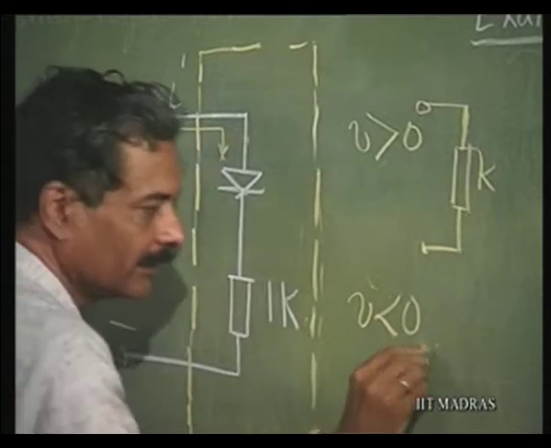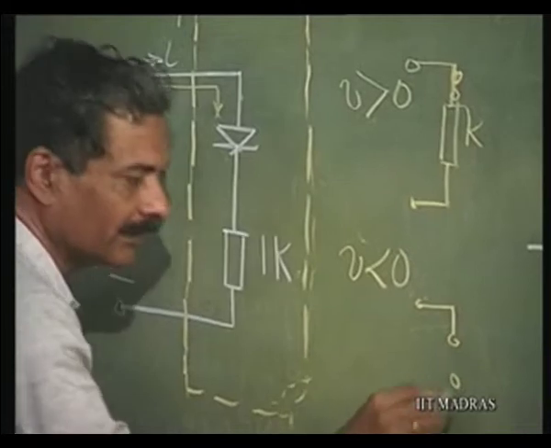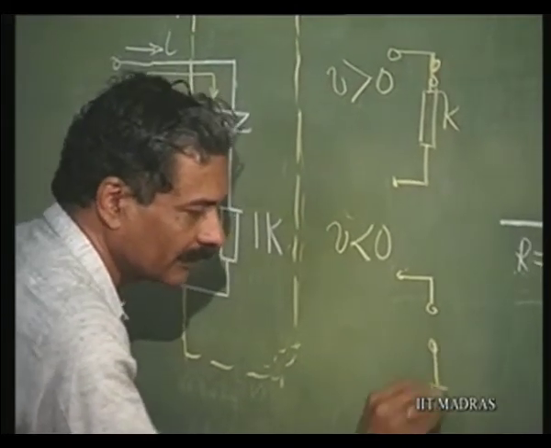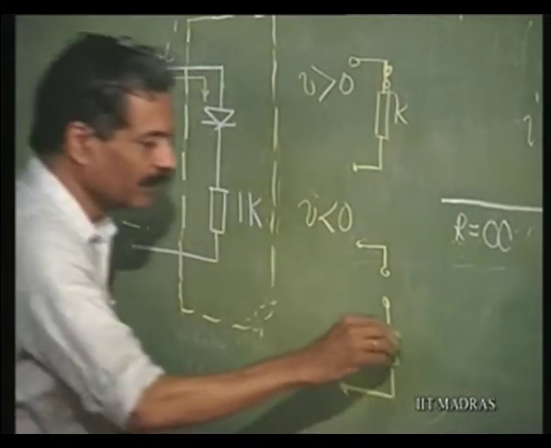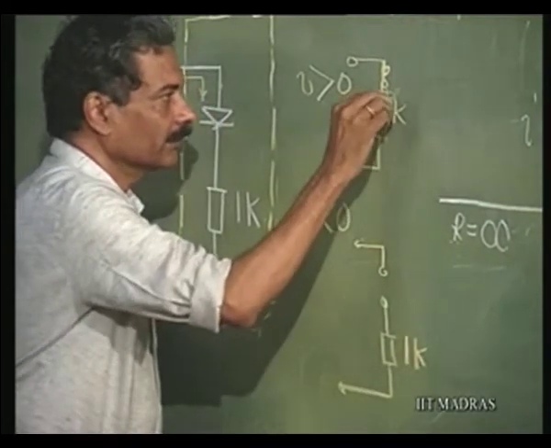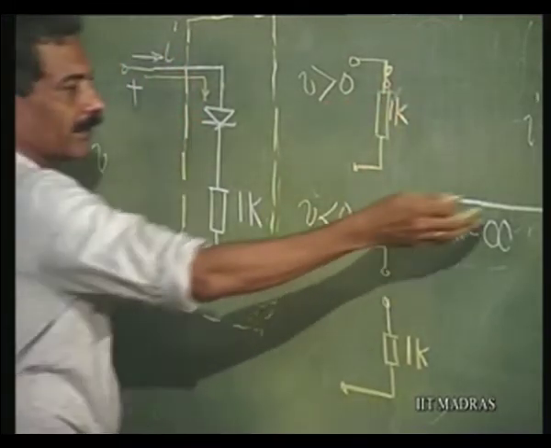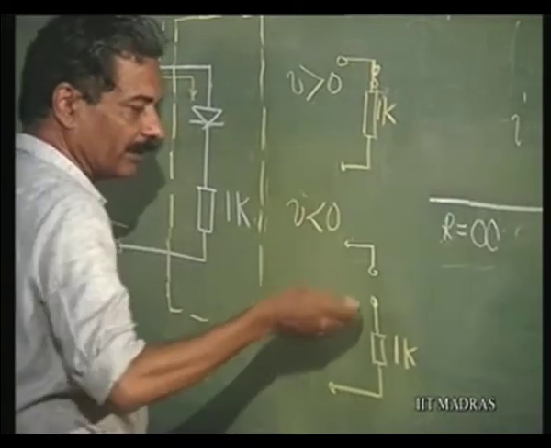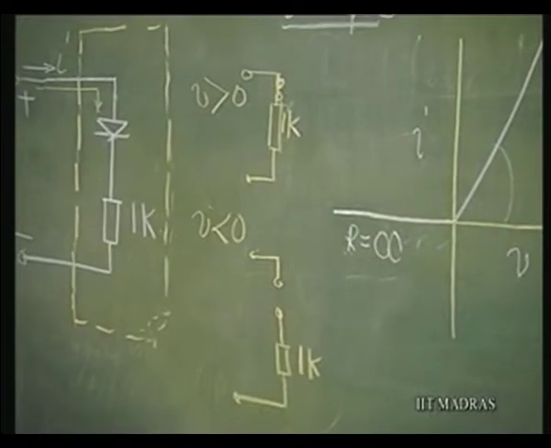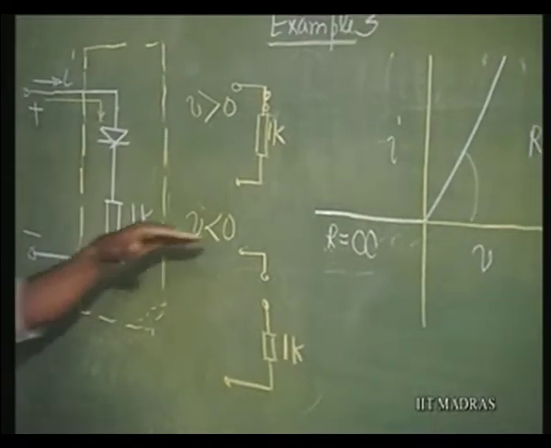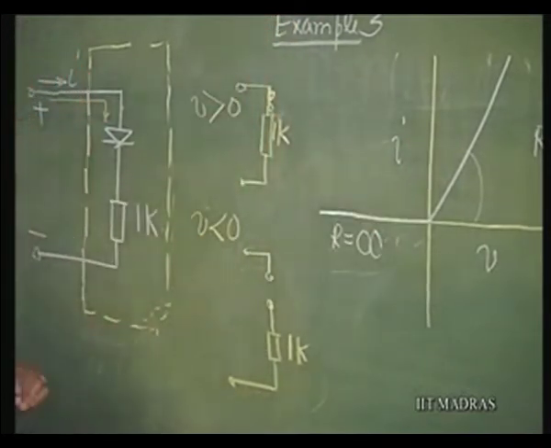So, equivalent is, let us say this is the place where the diode was existing, this is an open circuit and the resistance is still there, and then since the open circuit is coming in series with the resistance, it is equivalent to an open circuit. So, this is the region where the resistance is infinity because the diode is contributing to infinite resistance. So, I am able to simulate a characteristic of the nonlinear resistor by using this.